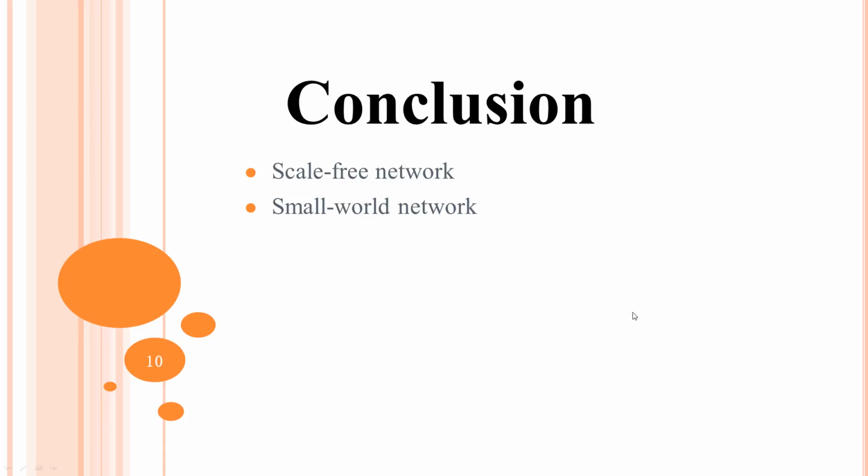All right. So considering all the topological properties of the network I've analyzed, I can conclude that the airport network of the United States exhibits the features of a scale-free network and a small world network.